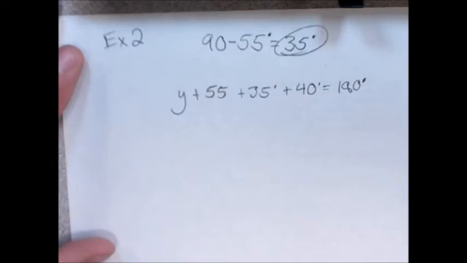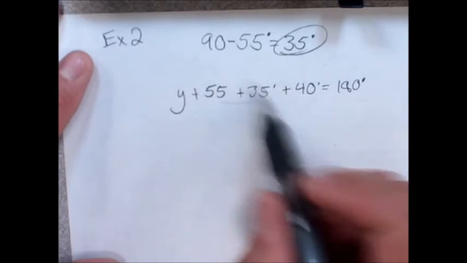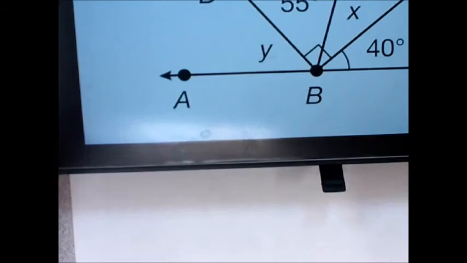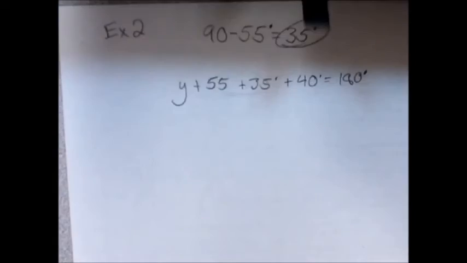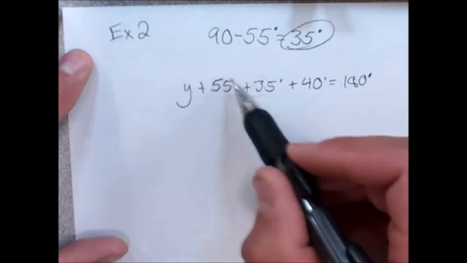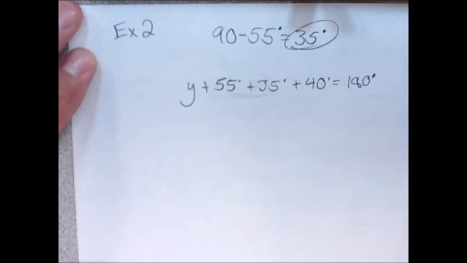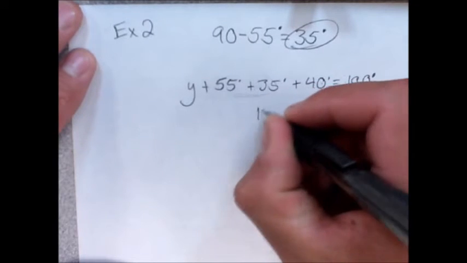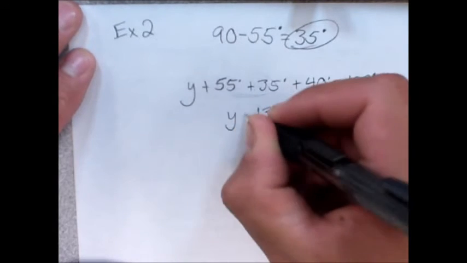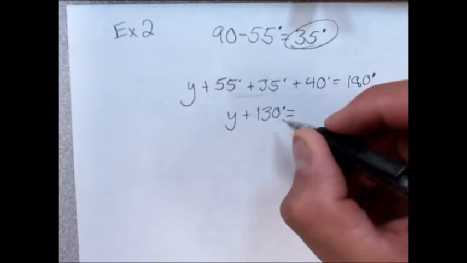So adding these numbers together, I know that these are 90. It told me that by drawing the box. So if you wanted to skip that step, instead of saying 55 and 35, you could have just said 90. That would have been fine. 90 and 40 make 130 degrees. So now we have y plus 130 equals 180.